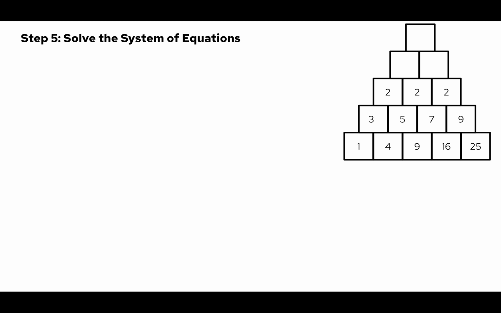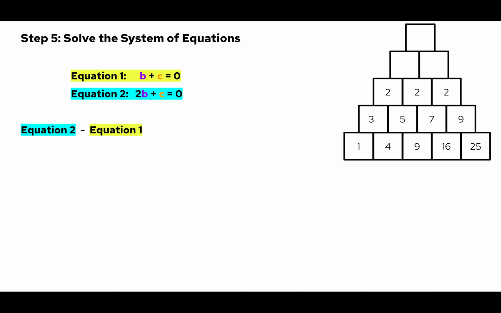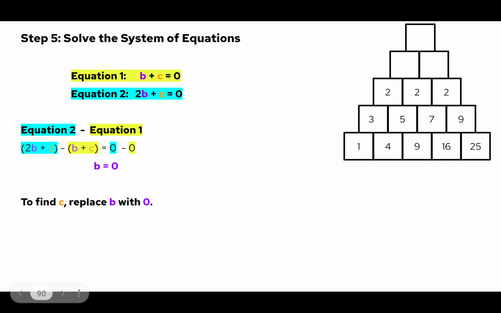Now we can solve by using systems of equations. So I take my first equation that I had, b plus c equals 0, and my second equation, 2b plus c equals 0. And I subtract the first equation from the second equation. So I'm going to write my 2b plus c there, minus my b plus c. Then I put in my equal sign, and this first one equaled 0, so I put in 0, minus the second one, which is 0. So what I can say is 2b minus b is b, c minus c is 0, and 0 minus 0 is 0. So b equals 0.